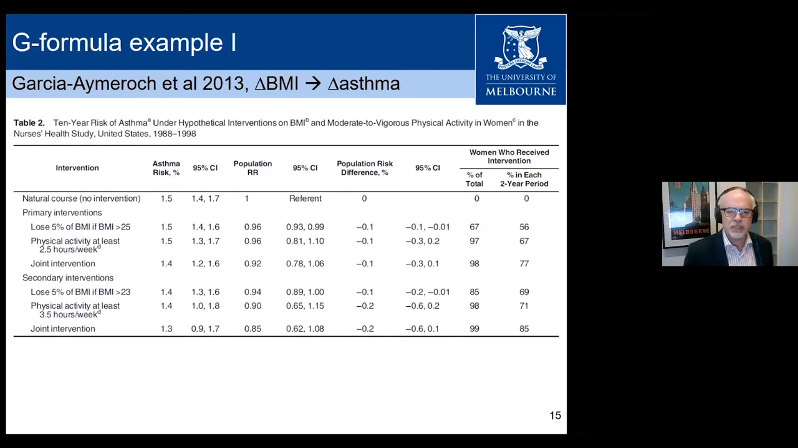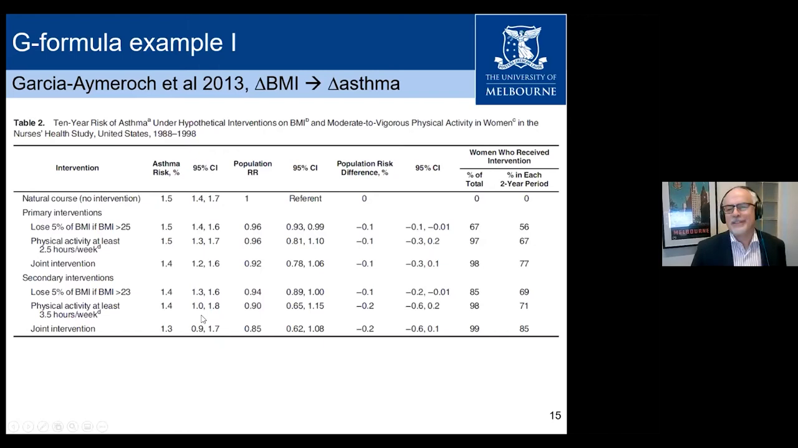And you can see here, when we get down to here, we do a joint intervention of some BMI loss and some physical activity increase. So you see this one's a bit more extreme. It's BMI loss for everybody over 23, whereas this one's just over 25. And you see these intervention effect size. Now you'll notice the other thing here is they're only giving one decimal place because they've been humble. We have a lot of uncertainty here in our estimates. So there's no need to present more than that.